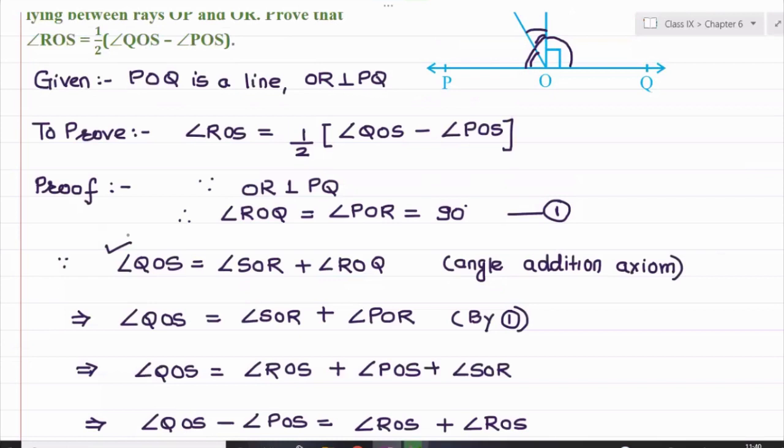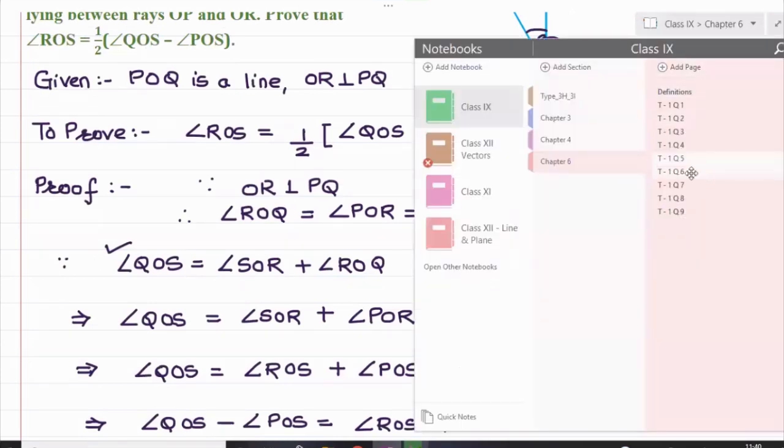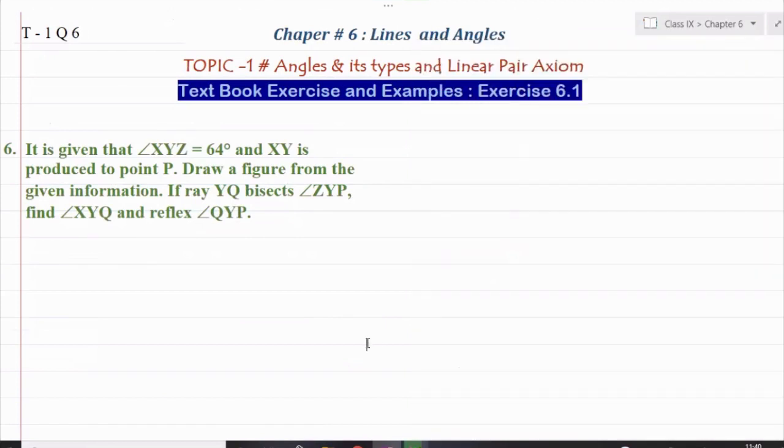Now let us quickly see the last question of today's session. Some questions are remaining that I will take next time. So let us see question number 6. In the last question of exercise 6.1, we are given that angle XYZ is equal to 64 degrees and XY is produced to the point P. Draw a figure from the given information, and further, if ray YQ bisects angle ZYP, then find the value of angle XYQ and reflex angle QYP.